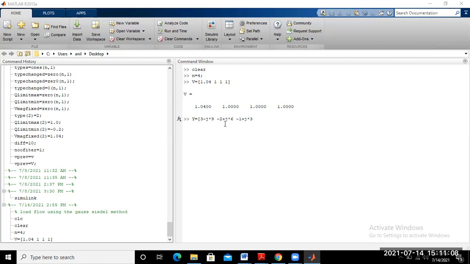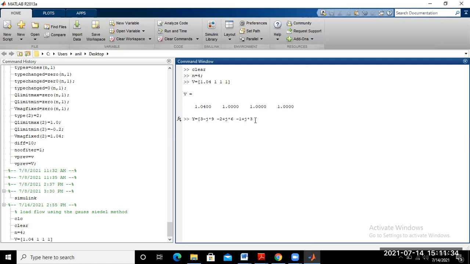That means Y11, Y12, Y13, Y14, Y21, Y22, Y23, Y24. So you have to write all the parameters of the admittance matrix. That means 4 into 4, that means 16 elements. Yes, sir. Okay. So just write all the elements of the admittance matrix. Y14 is your 0.